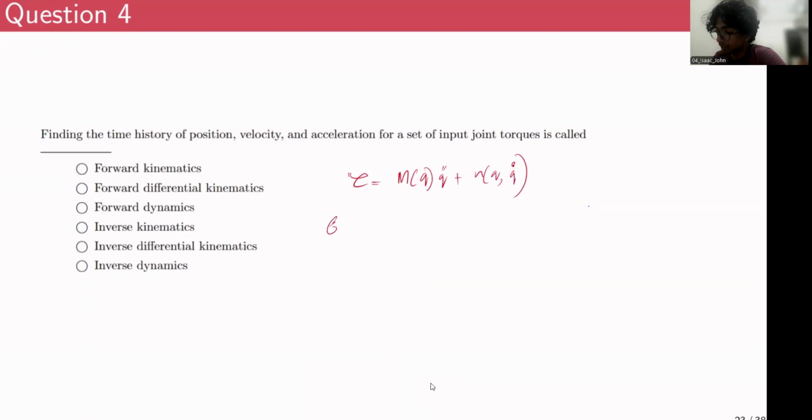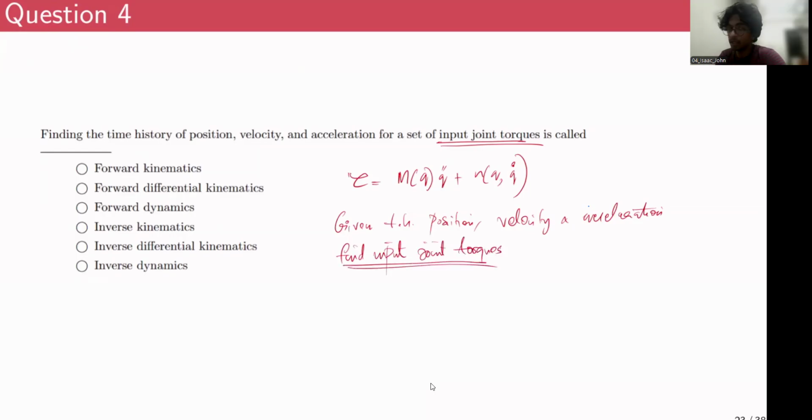So it says, given the time history of position, velocity, and acceleration. So it's obviously going to be a dynamic problem, right? Because you are asked to find out the input joint torques. So it's a dynamic problem.